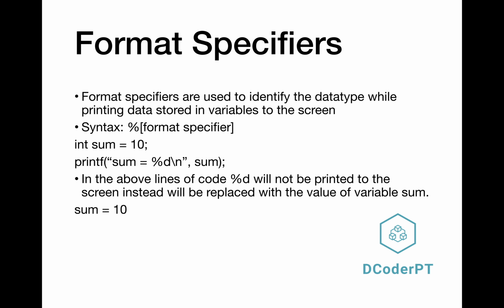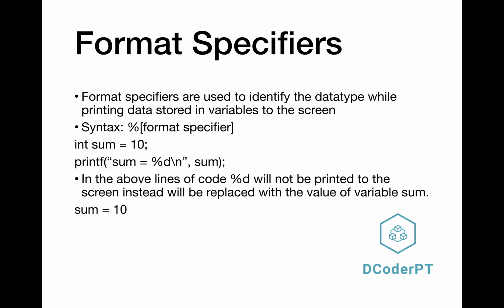So the first thing that we need to talk about before going into inputs and outputs is the format specifiers. Format specifiers are used to identify the data type while printing data stored in variables to the screen. In other words, it's a way for us to tell what type of data we will need to print to the screen. They go along with the data types that we mentioned in the previous video.